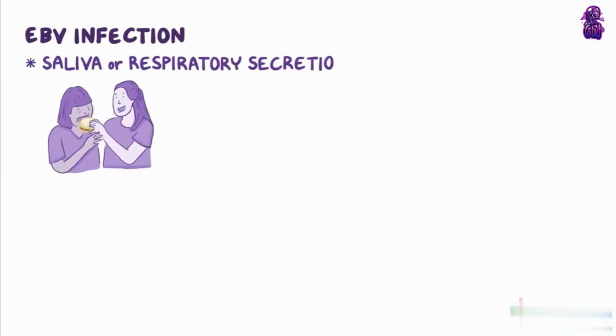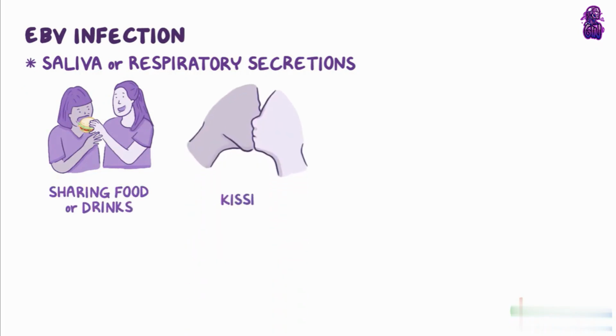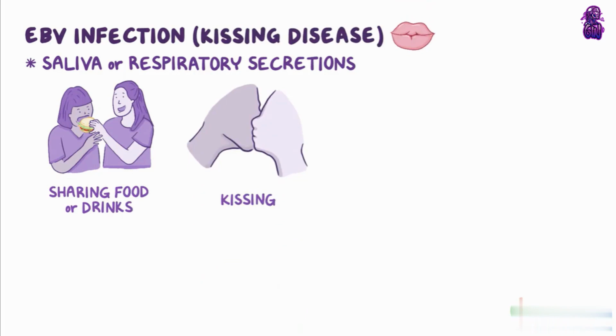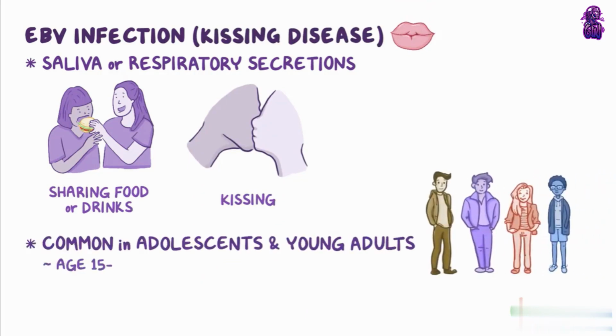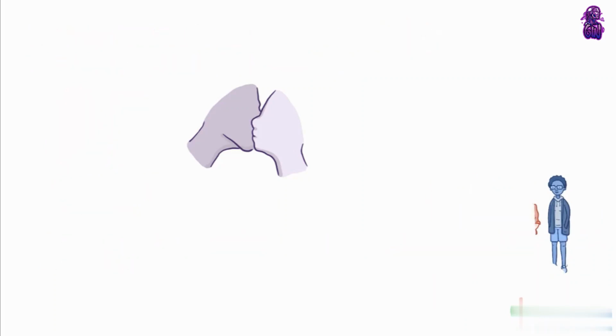EBV infection begins when saliva or respiratory secretions that contain the virus from one person make their way into someone else's mouth. Often this happens by sharing food or drinks or by kissing, which is why mono is sometimes called the kissing disease, and why it's most common in adolescents and young adults aged 15 to 24, because young people are often doing the smoochin'.